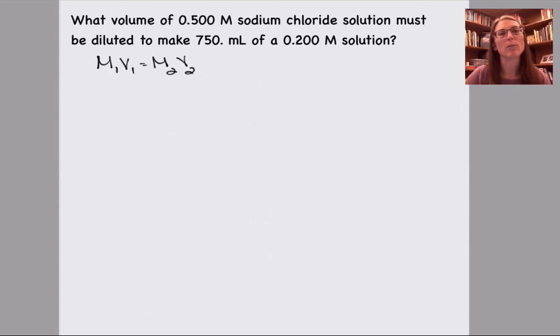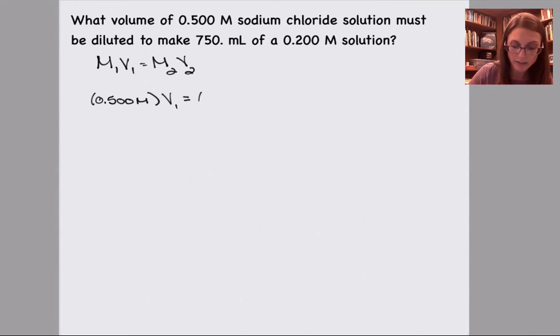So let's work this problem. What volume of 0.5 molar sodium chloride solution do you need to make 750 milliliters of a 0.2 molar solution? Notice with the dilution, you're always going from more concentrated to less concentrated. So let's plug our numbers in here. My initial molarity is 0.5 molar. I don't know the initial volume. That's what I'm trying to figure out. But I know that my final molarity needs to be 0.2 molar. And my final volume is going to be 750 milliliters.